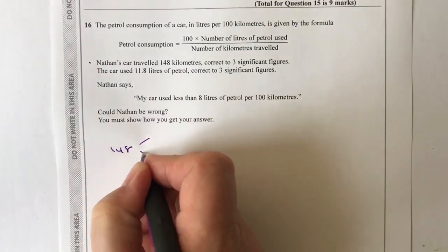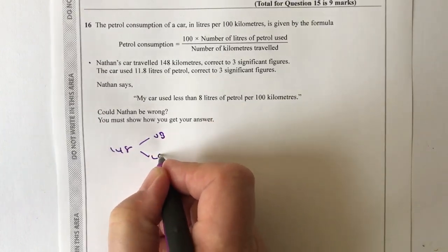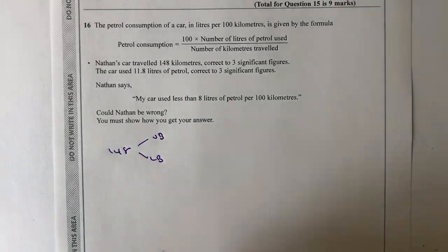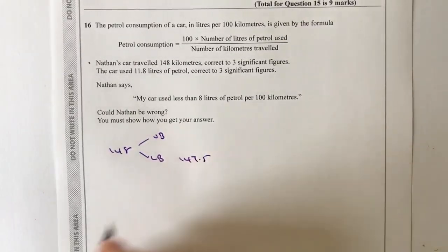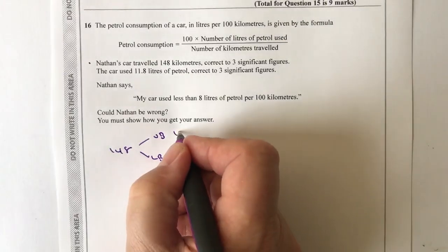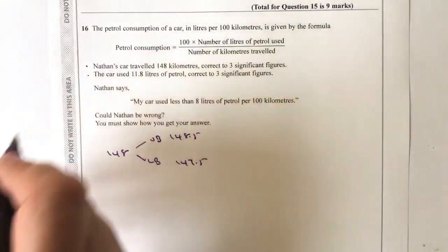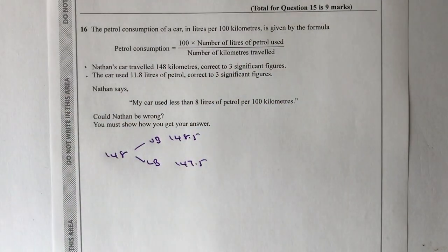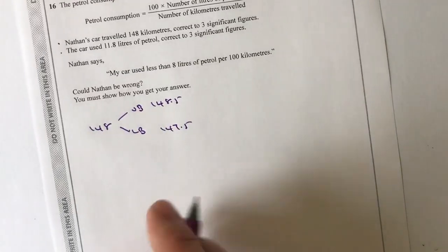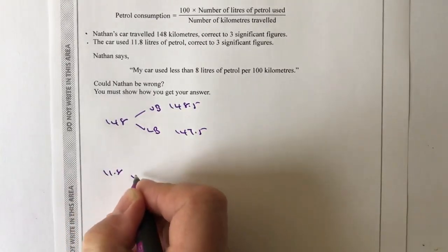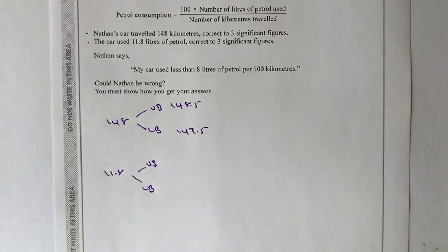With 148 we've got the upper bound and the lower bound. It's always better to go to the lower bound first. If that number is correct to 3 significant figures, it means the lower bound is 147.5. It also means the upper bound is 148.5. And then the next one is the car used that amount of fuel, correct to 3 significant figures again. So I'm going to do exactly the same. That's fine, no problem. So I've got 11.8, and again I'm going to put lower bound and upper bound. Now you notice at this point I haven't even read the rest of the question.